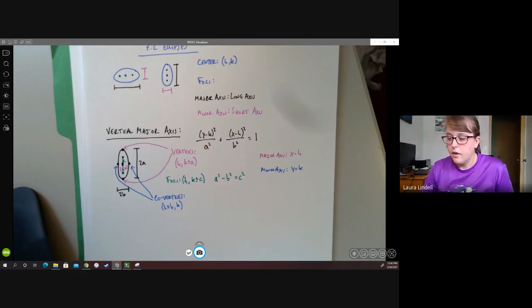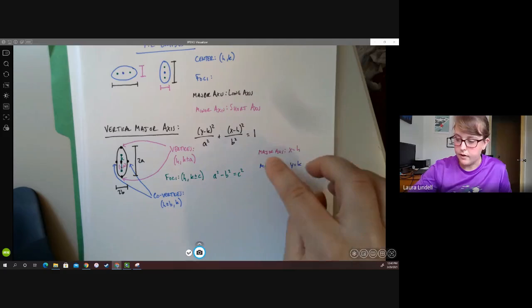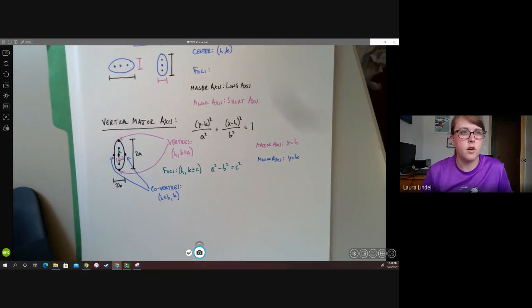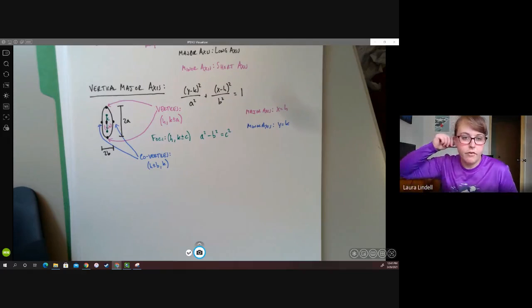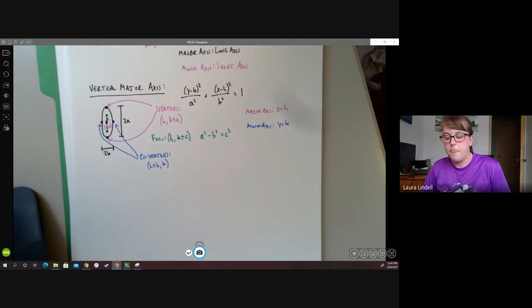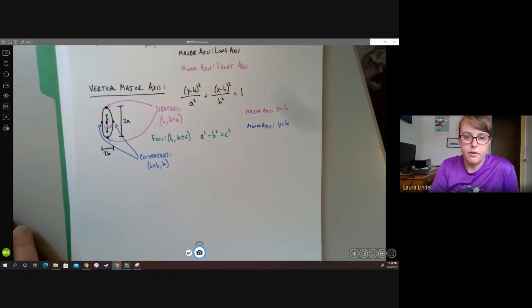Okay. So if we were pulling apart this equation, this is where everything comes from, what everything is called. Now what we want to be able to do is take an equation or a graph and figure out where are the vertices, where are the co-vertices, where are the foci, what's the major and minor axis, what's the length of the major axis or the length of the minor axis, and stuff like that. So let's start with a problem like that. Then we'll move on and talk about what if the major axis is horizontal.